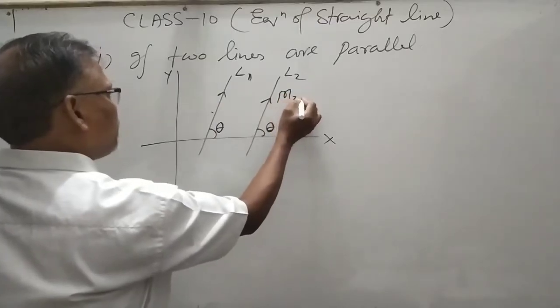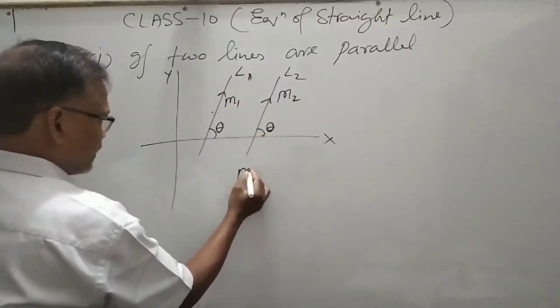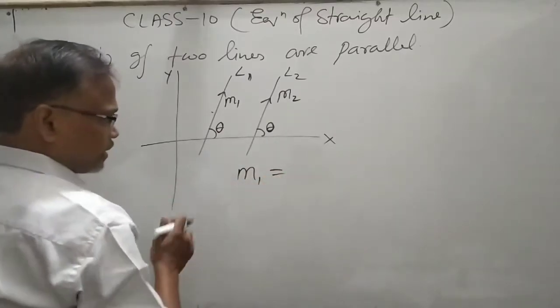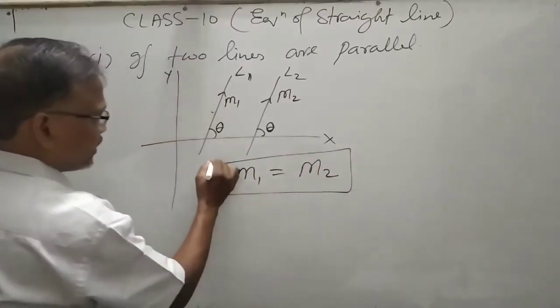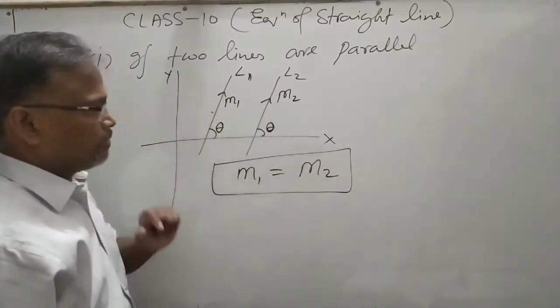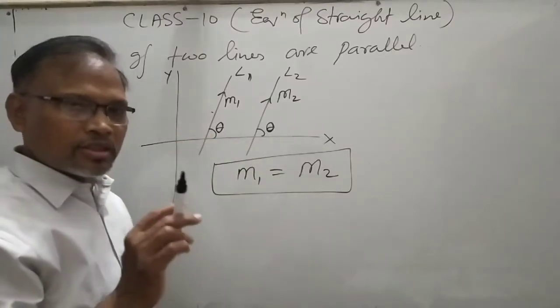So if the slope of this line is m1 and of this line is m2, then according to the condition, two parallel lines have the same slope. So if the two lines are parallel, then the slopes are equal. This is the condition.